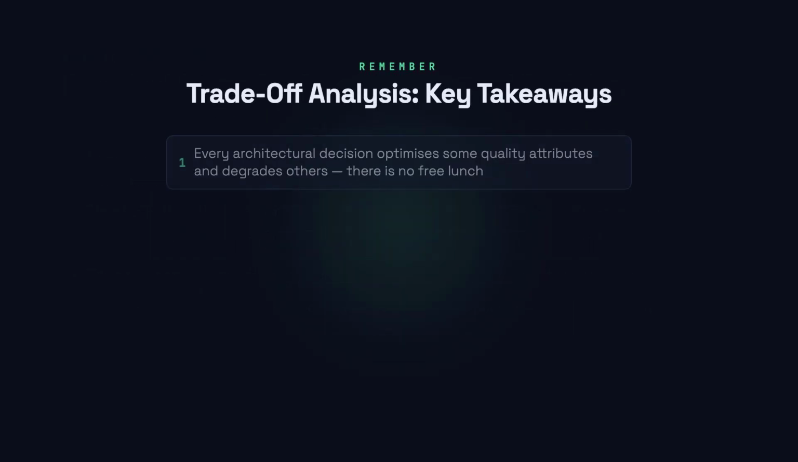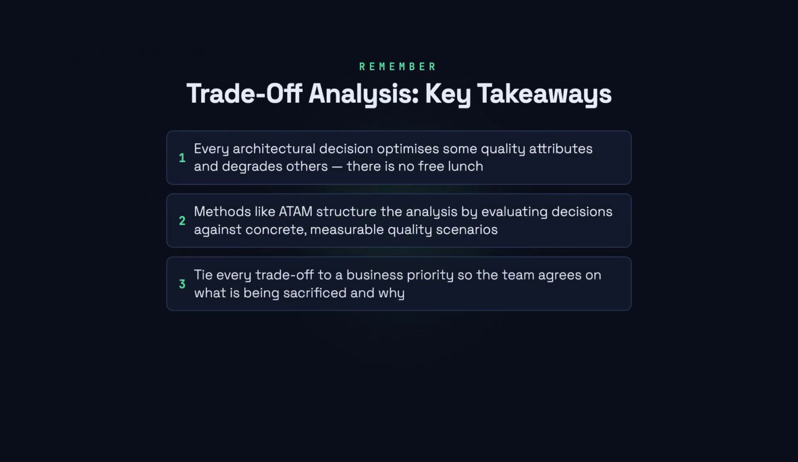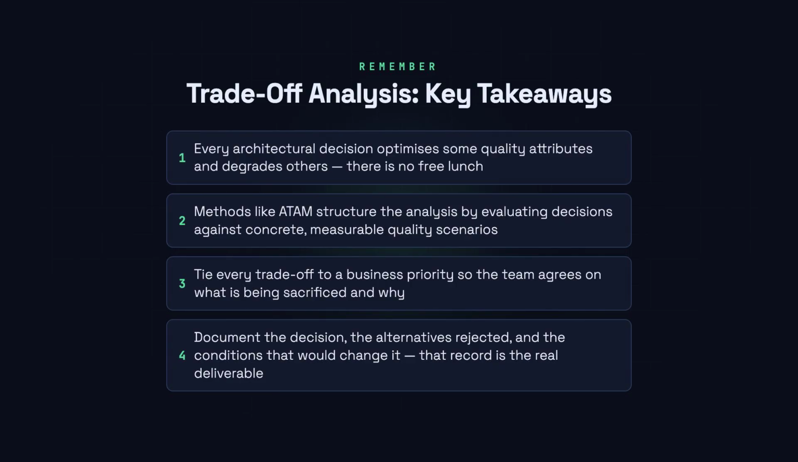To bring it all together, good architecture is not about finding the perfect design. It is about making the right trade-offs for your specific context and recording them so your future self and your teammates can build on that reasoning. The moment you make a trade-off explicit and tie it to a real business priority, it stops being a gamble and becomes an informed decision.